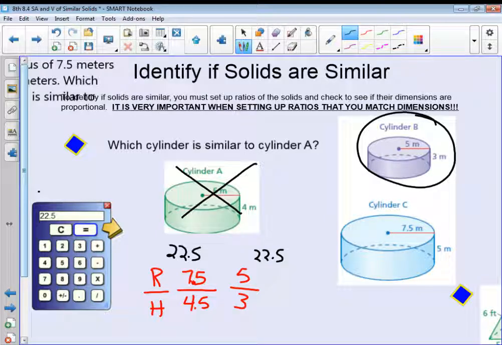Most important part, I can't stress it enough. You have to make sure that you match your dimensions when you're setting up your proportions. You can't just randomly throw the numbers in there. They have to be in the same position on each ratio setup. So good luck with this. Most important part, make sure you're matching your dimensions.